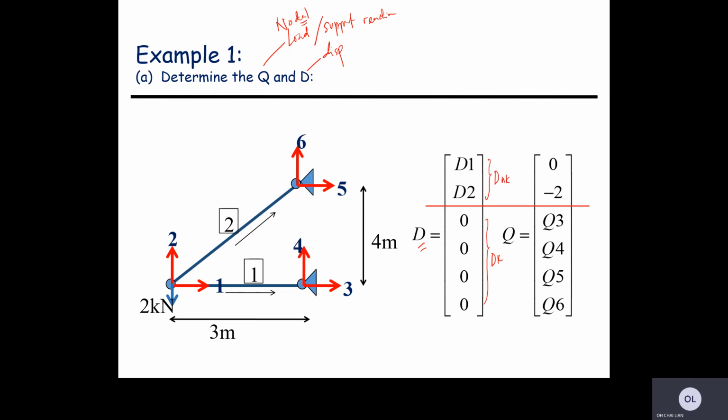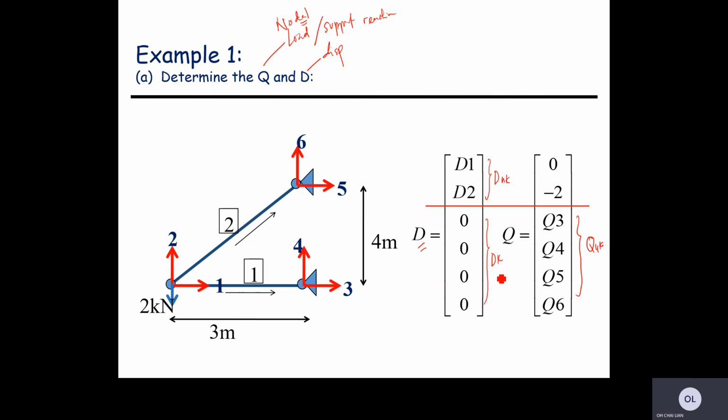Then we can determine the vector of Q. How to do that? You can make a partition, just for checking. Because we will always know that if you have a D unknown, the opposite side at the bottom will have the Q unknown.